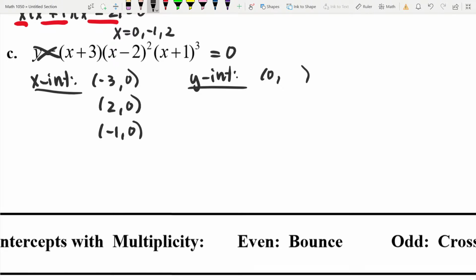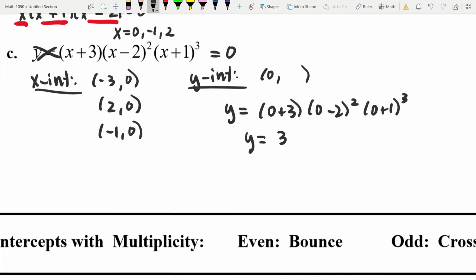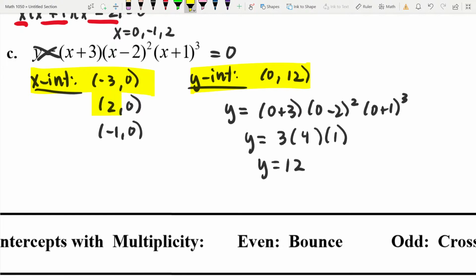Now let's do the y-intercept. So everybody go, y equals 0 plus 3 times 0 minus 2 squared times 0 plus 1 to the third. All I'm doing is putting zeros in for x's. So I get y equals 0 plus 3 is a 3, 0 minus 2 is a -2, a -2 to the second is a 4, 0 plus 1 is a 1, 1 to the third is 1. Multiply those together, I get a 12. My answer is (0, 12), and I'm done.